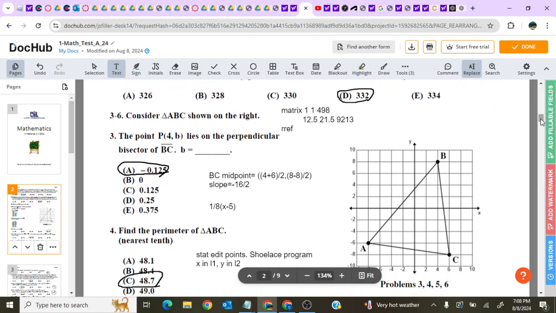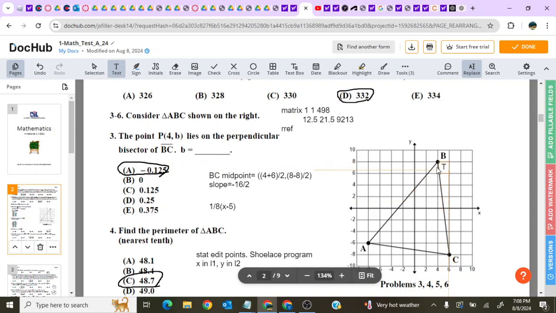Okay, triangle ABC. Point 4B lies on perpendicular bisector BC. B is equal to what? Well, first, to find the perpendicular bisector, we first have to find the bisector. So in that case, we have to find the midpoint. Midpoint of y's, there's an 8, there's a negative 8. Add them together, divide by 2, and you get a midpoint of y equals 0. And then x value of 4, x value of 6, add them together, divide by 2, and you get 5.